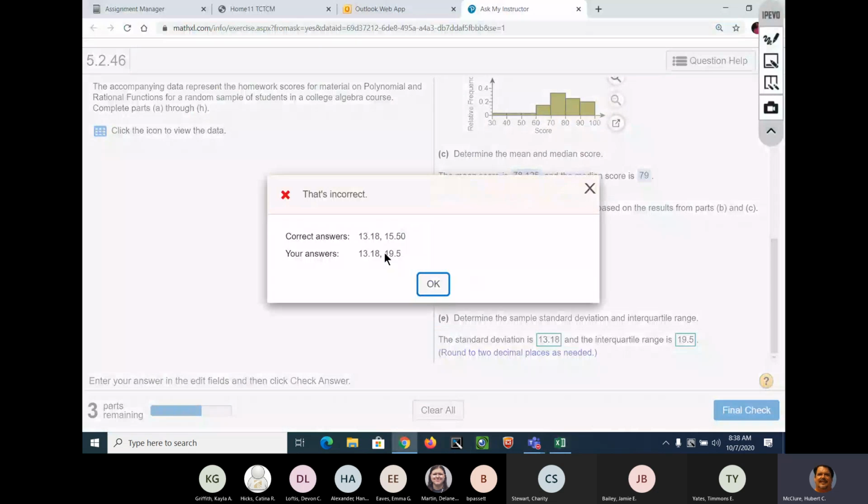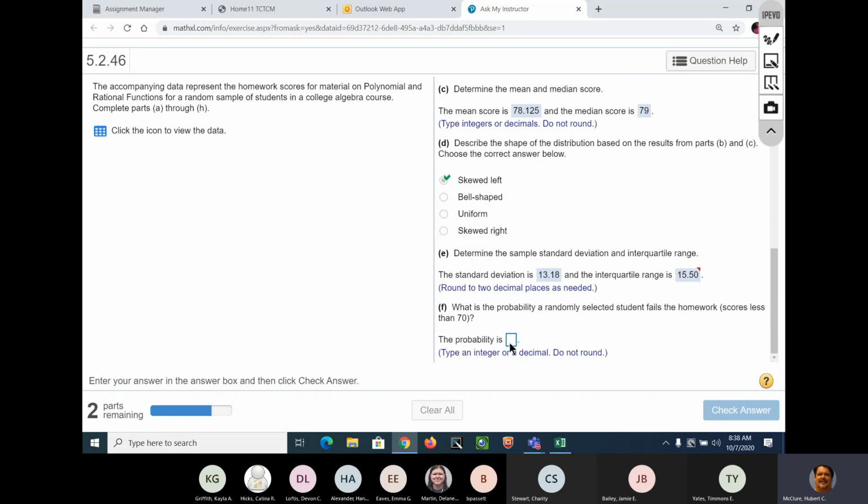Whoa. I may have one of the second quartile. I may have the third and the first quartile wrong. Okay, I'm not going to.